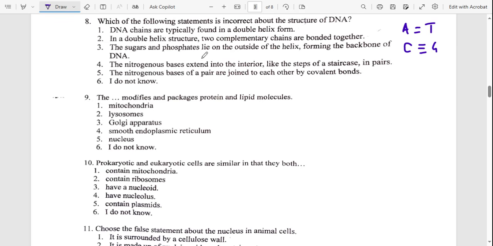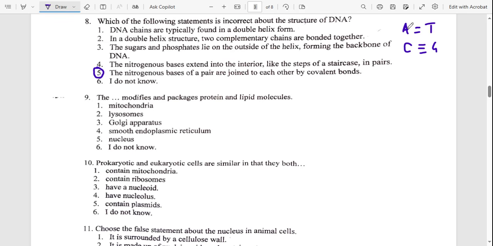The sugars and phosphates lie on the outside of the helix forming the backbone. This is correct also, as we said. Number 4 is saying the nitrogenous bases extend into the interior like the steps of a staircase in pairs. And this is correct, as we also mentioned. Nitrogenous bases of a pair are joined to each other by covalent bonds. This is false. They are joined by hydrogen bonds.